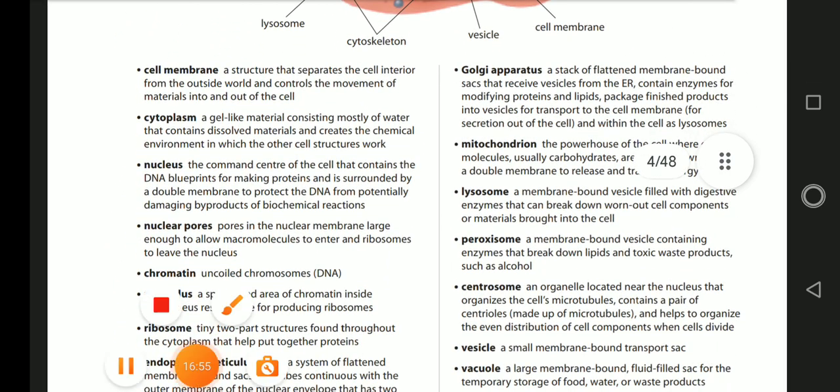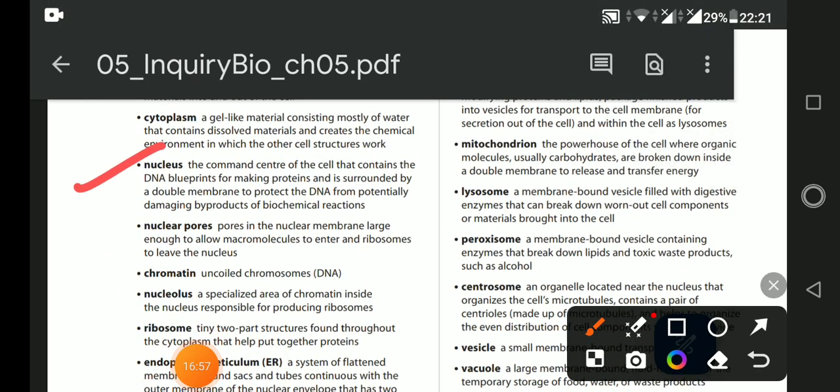Then we have nucleus. Okay, that is a very important part of the cell, and it contains DNA, that is also called blueprint. Why it is called blueprint? Because it contains all the information for making proteins in your body. It contains all the information to control basic processes in your body. So that is a very important component of your cell.